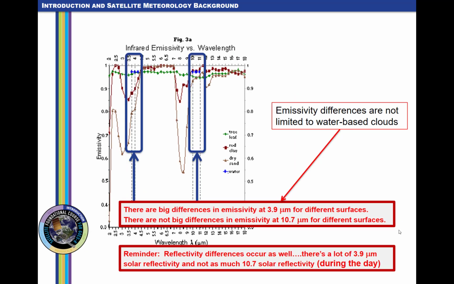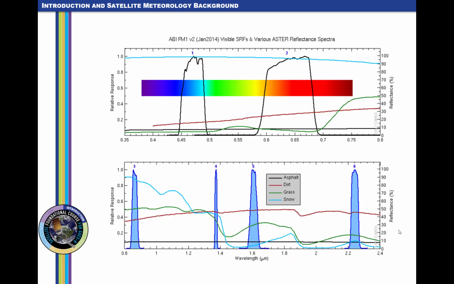It's not only clouds that can affect 3.9 micrometer temperatures. This graph shows emissivity over water, pretty close to 1, dry sand, red clay, and tree leaf. Dry sand and red clay have emissivities that are much less than 1. Blackbody temperatures over this will be cooler than blackbody temperatures computed at other wavelengths where emissivities are closer to 1. Keep this in mind when you're looking at brightness temperature differences that key off emissivity differences.